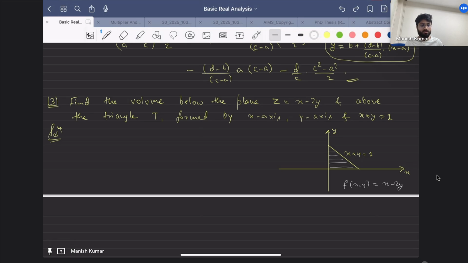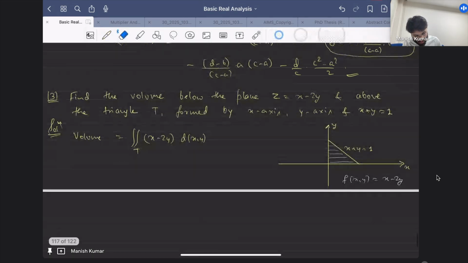So in this function, what we have to do here to find the volume is integrate over this triangle T, the function x minus 2y dA(x,y). That's all you have to do. So again, the main thing would be to write this domain, that's all.